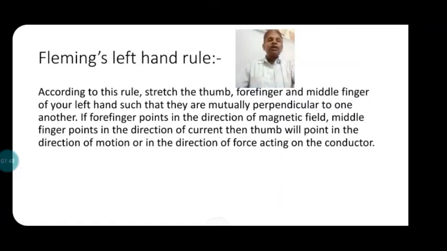If the forefinger points in the direction of the magnetic field, and the middle finger points in the direction of current, then the thumb will point in the direction of motion, or the direction of force exerted on the conductor. That is the relationship between the direction of magnetic field, direction of current and direction of force exerted on the conductor. That is the Fleming left hand rule.